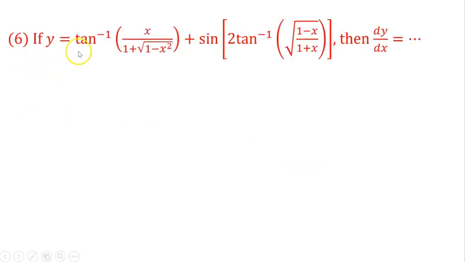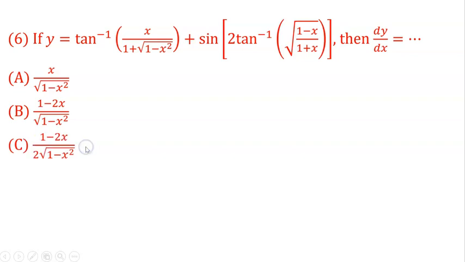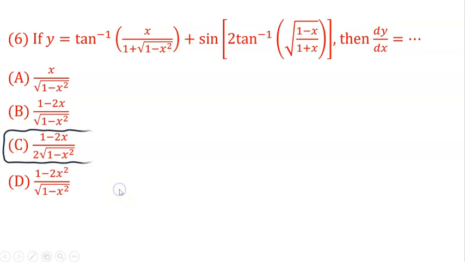If y is equal to tan inverse of x upon 1 plus root of 1 minus x square, plus sine of 2 tan inverse of root of 1 minus x upon 1 plus x, then dy by dx is equal to: first option, x upon root of 1 minus x square. B is 1 minus 2x upon root of 1 minus x square. C is 1 minus 2x upon 2 root of 1 minus x square, and D is 1 minus 2x square upon root of 1 minus x square. Now we'll simplify this. We'll find the derivative of this whole expression. Answer is C, but how is it?